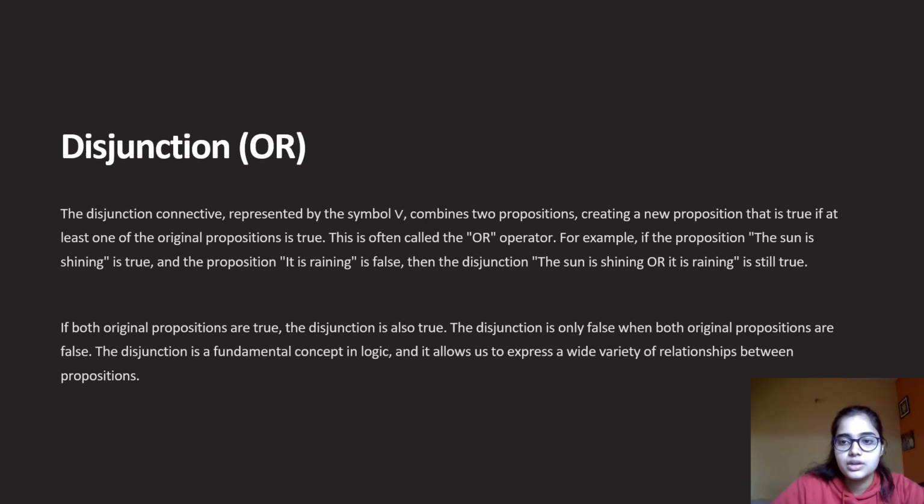For example, if the proposition the sun is shining is true and the proposition it is raining is false, then the disjunction the sun is shining or it is raining is still true. If both the original propositions are true, the disjunction is also true. The disjunction is only false when both the original propositions are false. The disjunction is a fundamental concept in logic and it allows us to express a wide variety of relationships between the propositions.